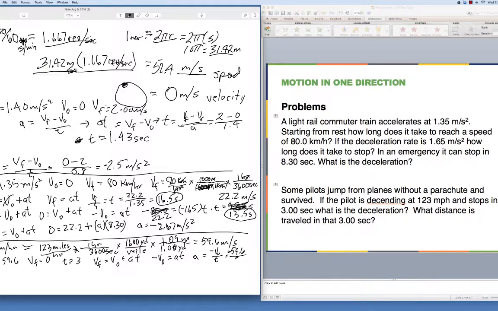Put a minus sign there in 3 seconds. So A is minus 19.9 meters per second squared. Okay?